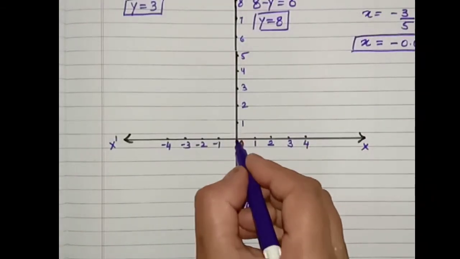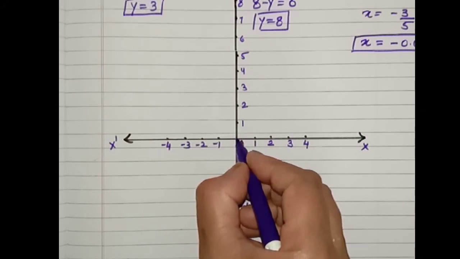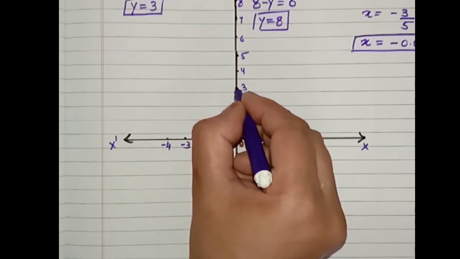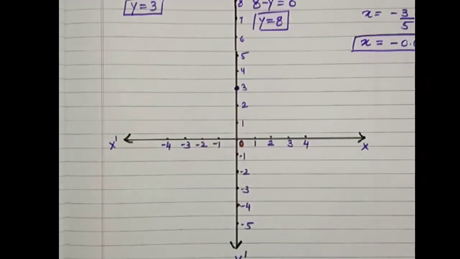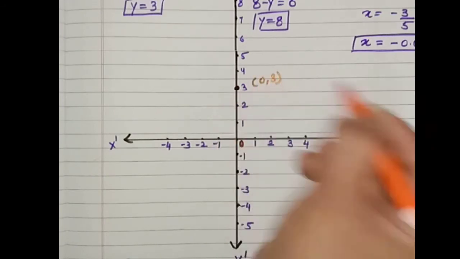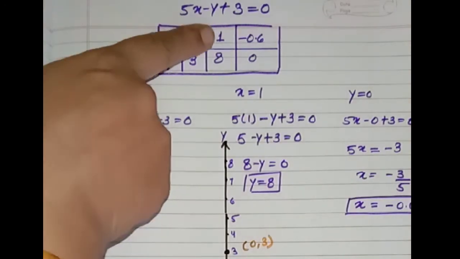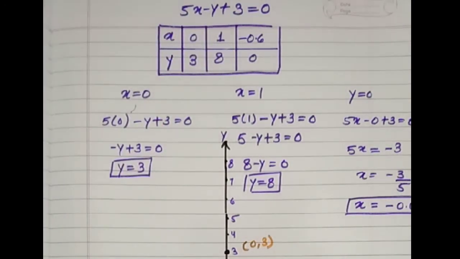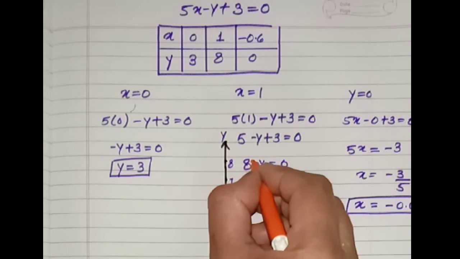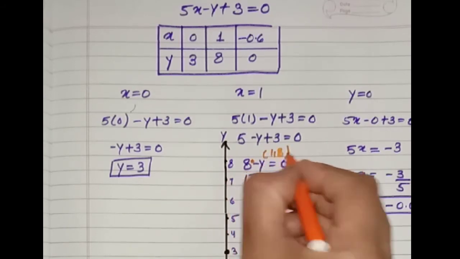The first point has the value of x as 0 and the value of y as 3. So 0 means the origin, and the value of y means on the y-axis. This one is your first point, that is 0, 3. Now the next point is your 1, 8. This is the value of x, positive 1, and 8 means we will proceed upward. This one is your 1, 8.